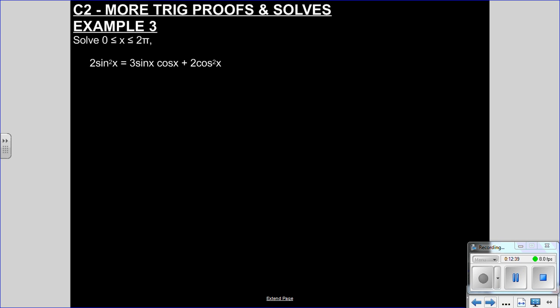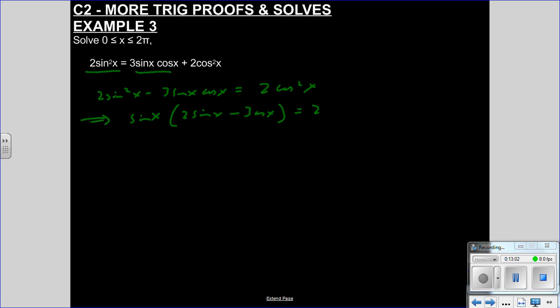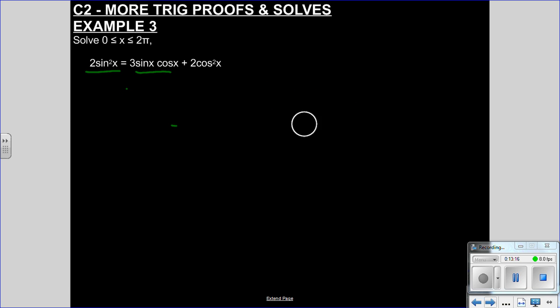So let's try. I reckon as there's a sine squared and a sine there, how about we start by moving this over? So if I was you, this is exactly what I'd be doing. I'd be testing things. What happens if I took out a factor of sine? So I get 2 sine x minus 3 cos x is 2 cos squared x. Difficult. No. Not going to work.